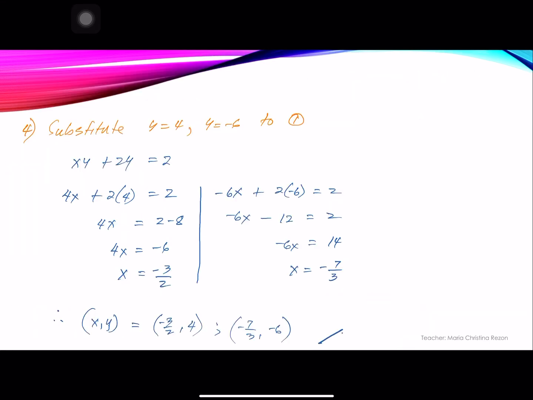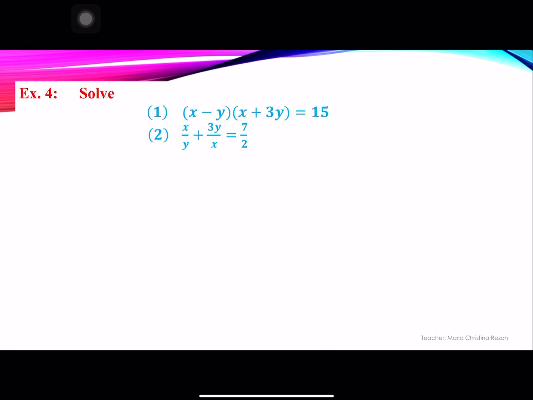And that concludes our lesson for today. I want you to try to answer example 4 here, and this serves as your homework for this week.